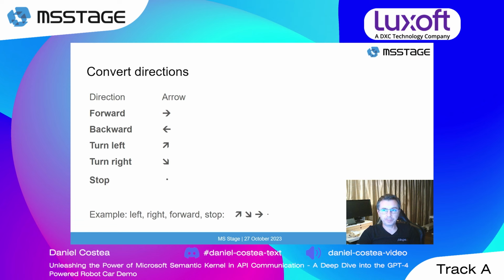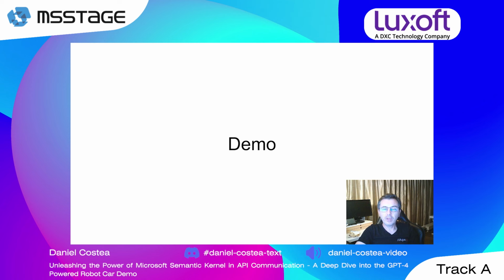Let me remind you, we have a car which knows some basic commands: going forward, going backward, turning left, turning right, and stopping. Before jumping to the demo, let's discuss some conventions. In order to make the sequence of steps more readable and more compact, we will convert the commands to arrows, like in the example in the last line. I think this is more intuitive too, and it's easier to follow. So let's do a demo with a motor plugin.